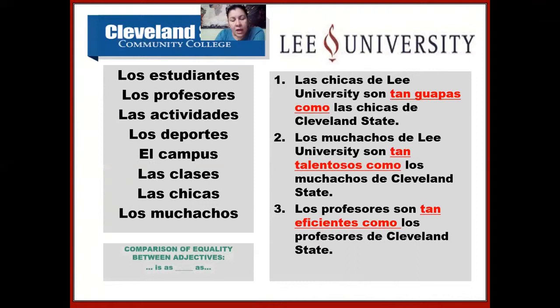¿Sí? In this part, we are comparing equality. The level is equality, and we are comparing adjectives. We see guapas, we see talentosos, and we see eficientes. Those are adjectives that are describing the nouns. And you see how guapas agrees in gender and number with chicas.